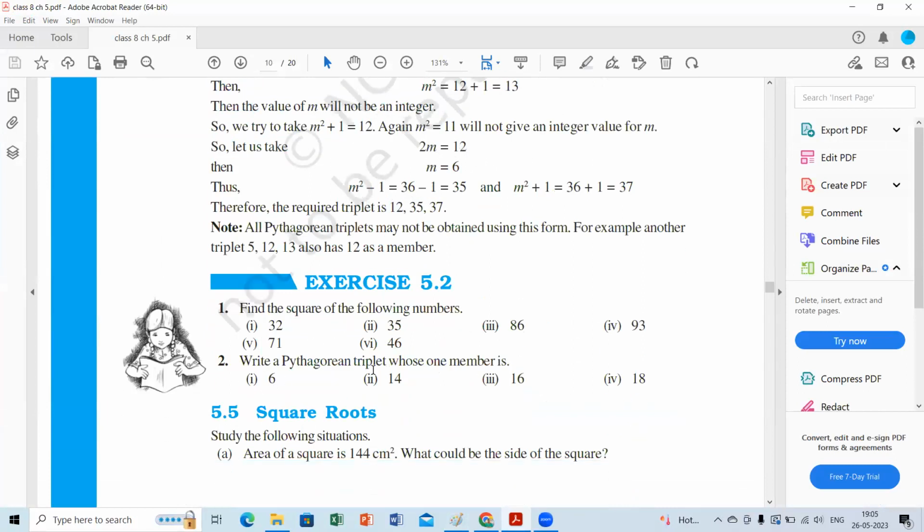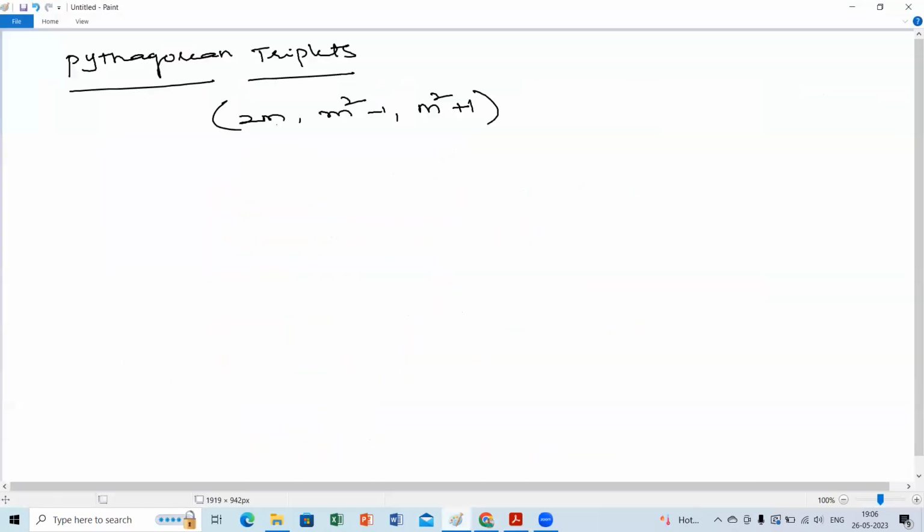Write the Pythagorean triplets whose one of the numbers is given. They won't mention whether it is the least or the largest. Generally, they give: write a Pythagorean triplet whose one of the numbers is 6. So which one should we equate, children? Any one of the numbers is given. It's 6. We don't know the other two numbers, or whether it is 2m or m square minus 1 or m square plus 1. So generally you go with some logical way, children.